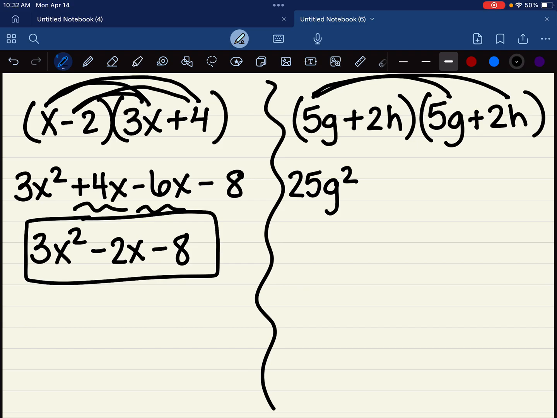You can. It's multiplying. G8. Perfect. 10gh. Right? If they're different, we don't add exponents. We just write them next to each other. 10gh. What about 2h times 5g? Yeah, also 10gh.